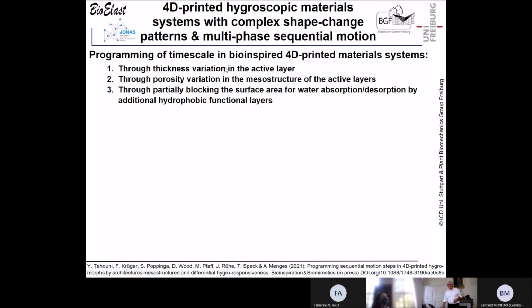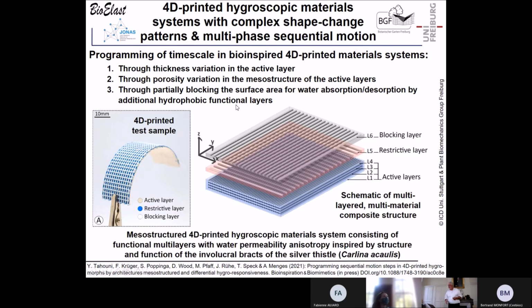We can change the thickness of the active layers. We can change the porosity of the mesostructure of the active layer. Higher porosity allows higher bending. We can block the surface areas' access to water by absorption and desorption, and we can delay it. And this is exactly what our colleagues from Stuttgart did again. This is Jasmin Harmoni, it's a PhD work, or part of a PhD work.